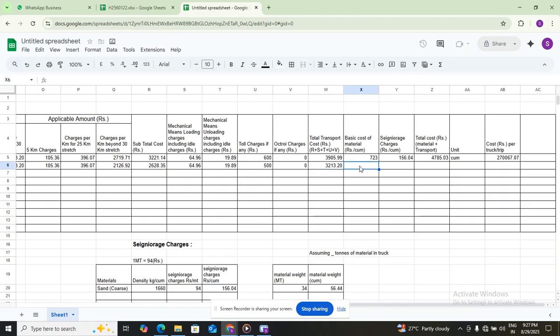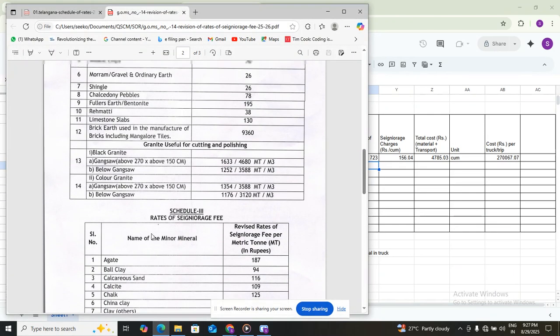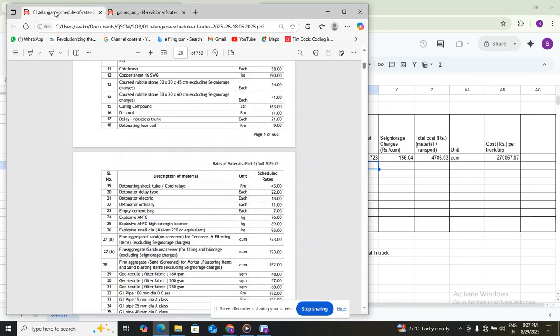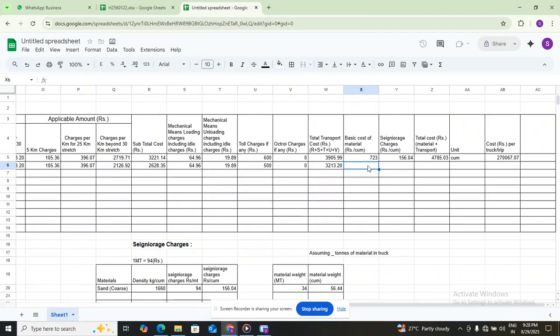What is the basic cost of the material? What is the basic cost of the fine sand, is it screened? We need to check in the SOR, the Telangana one. Item 28, fine aggregate sand screened for mortar, blasting items and sand blasting, excluding sewerage charges, is 952 rupees per ton for the screened sand. We need to go with 952.